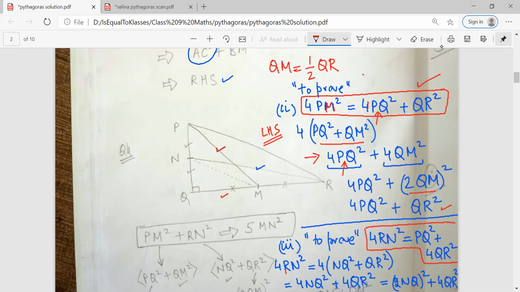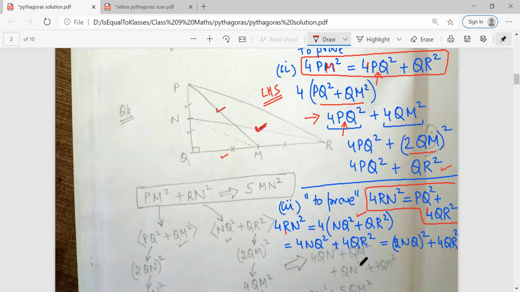Any doubt? No, sir. When I look at the third part of this question, the third part is 4RN square is equal to PQ square plus 4QR square. Again, when you are trying to do this question, just have a look at what RN square looks like. This is the RN square line. Now this RN square, by Pythagoras, I can write this as NQ square plus QR square. Any doubt? No, sir. Now 4 gets multiplied by NQ square, it gets multiplied by QR square, and the value that I get is 4NQ square plus 4QR square.